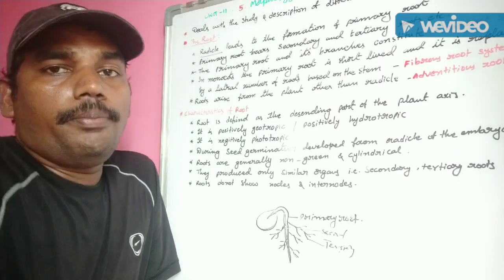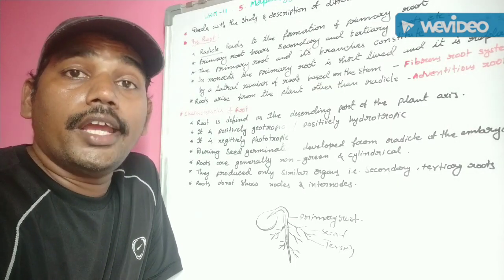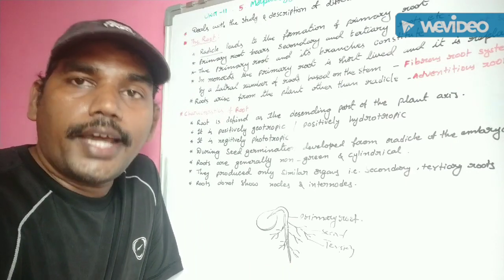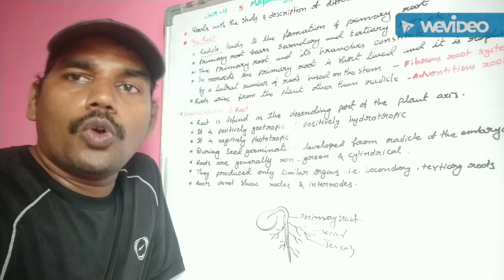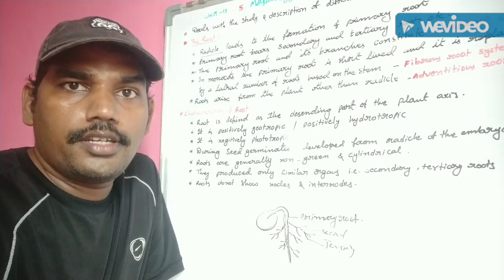Taproot system is the main character of the dicotyledons. Dicots means the plant seed consists of two cotyledons. Understand?